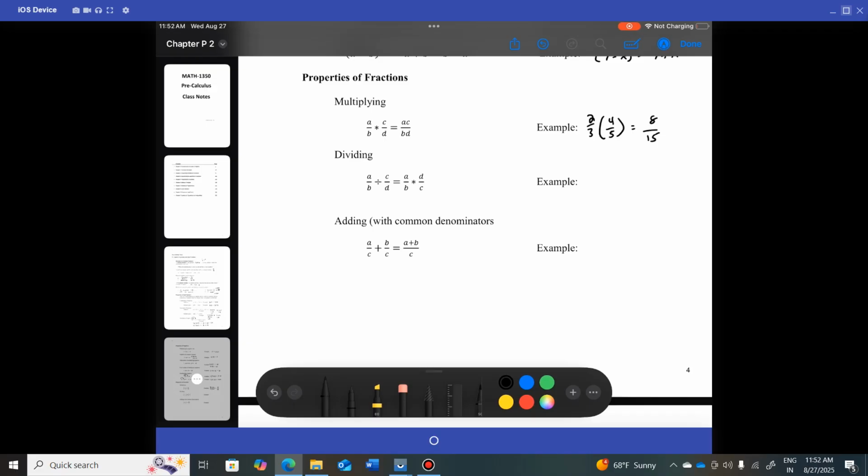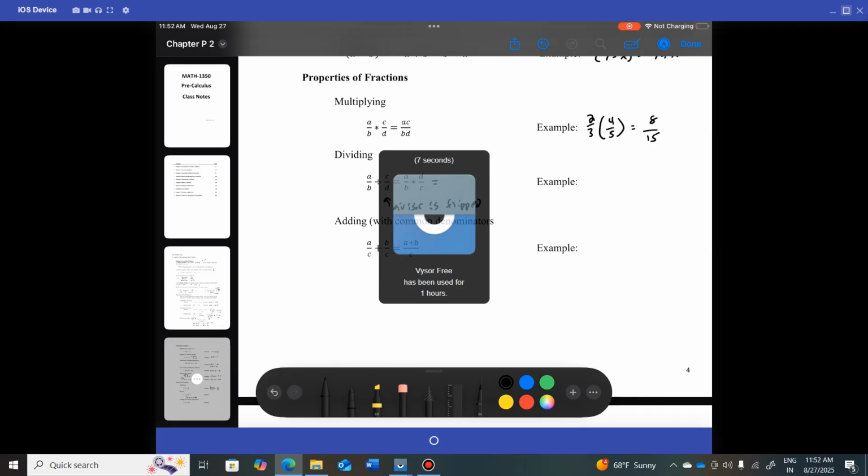If we divide fractions, so a over b divided by c over d, you flip the second fraction. It's always the divisor. The divisor is flipped. Okay, so you get a over b times d over c. Then you multiply the top: a times d over b times c.